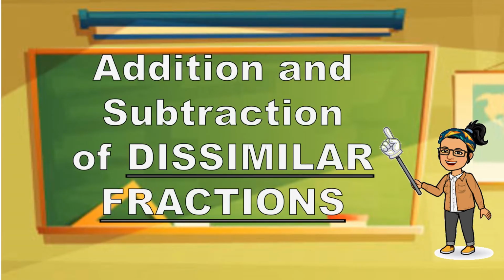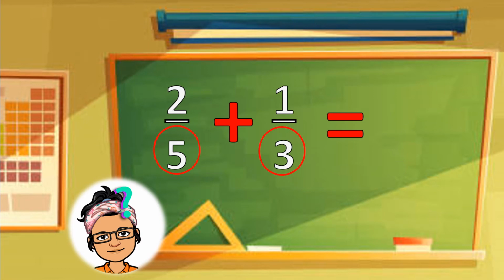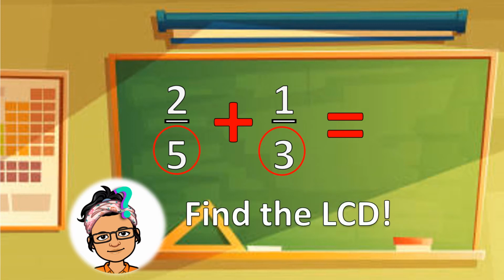Okay, how about addition and subtraction of dissimilar fractions? Okay, let's add 2/5 and 1/3. Now, since these are dissimilar fractions, we cannot do what we did on similar fractions. Okay? Why? Because they don't have a common denominator. So what do we have to do? They must be made similar fractions by finding the LCD.